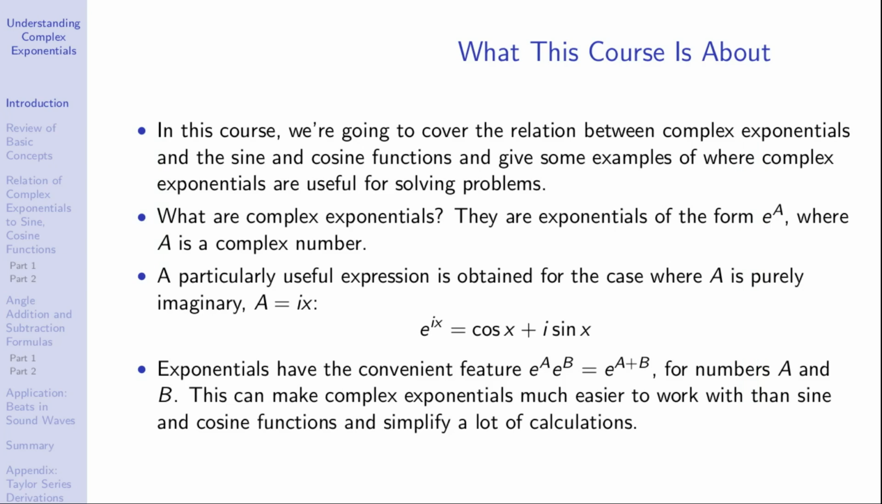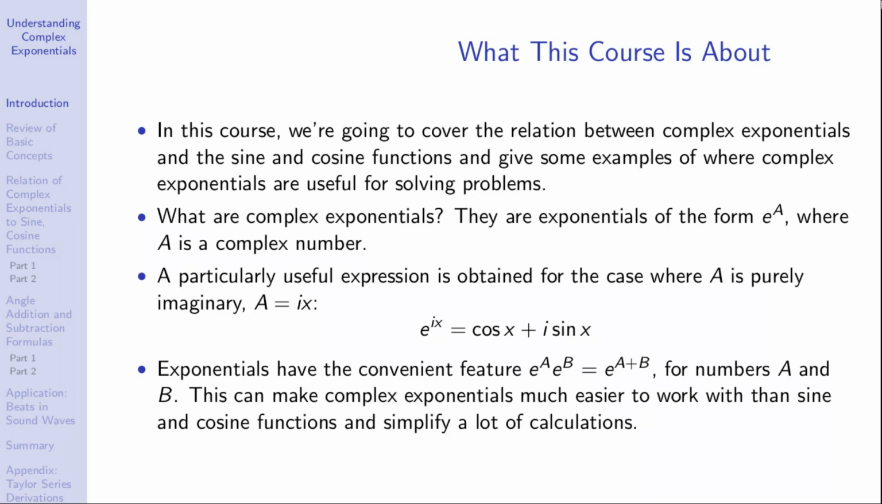So, what are complex exponentials? They are exponentials of the form e to the a, where a is a complex number. A particularly useful expression is obtained for the case where a is purely imaginary, so a equals ix, where x is real. In this case, we have that e to the ix is equal to cosine of x plus i sine of x.